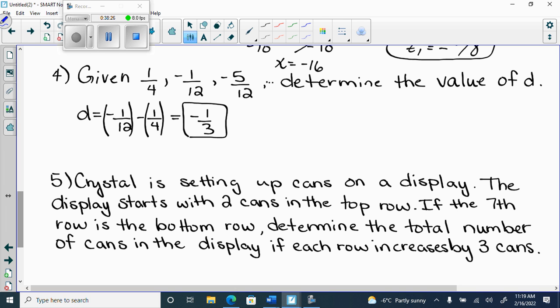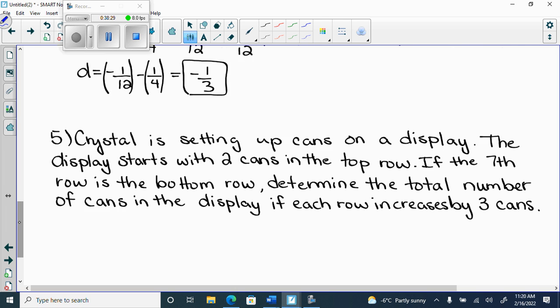This one says, Crystal is setting up cans on a display. The display starts with 2 cans, so that's T1. If the 7th row is the bottom row, T7, determine the total number of cans. What am I asking you to find? S what? That's total. Sum of what? Of 7. If it's increasing by 3, what type of question is this? Arithmetic. So that's a D.